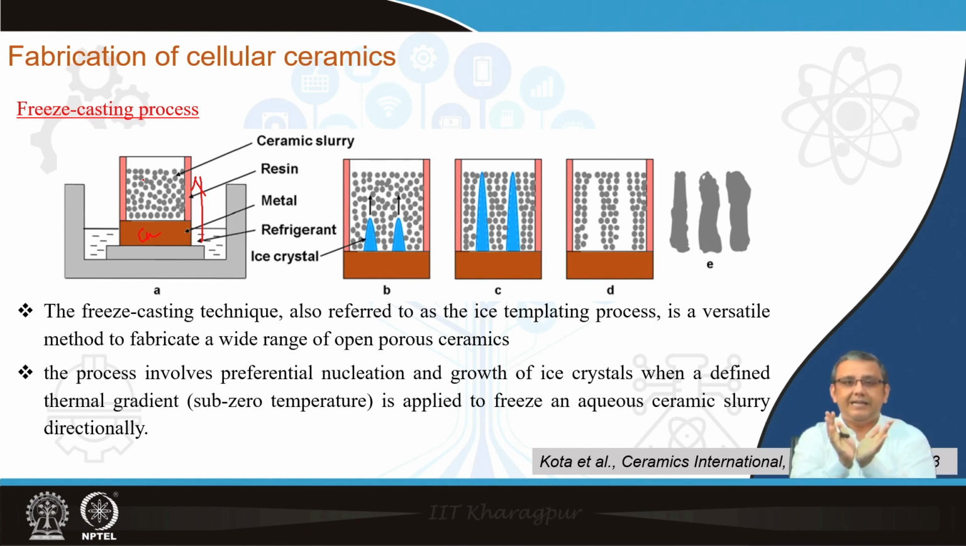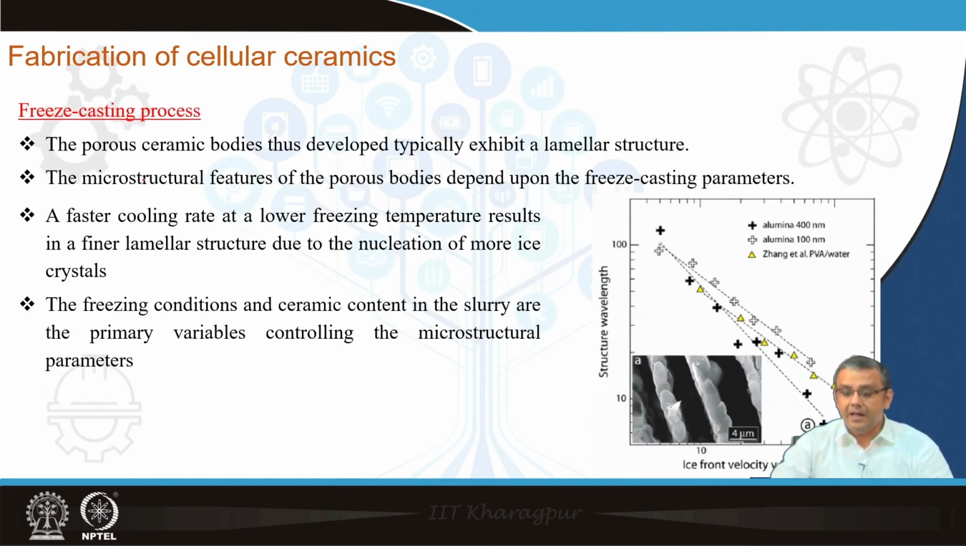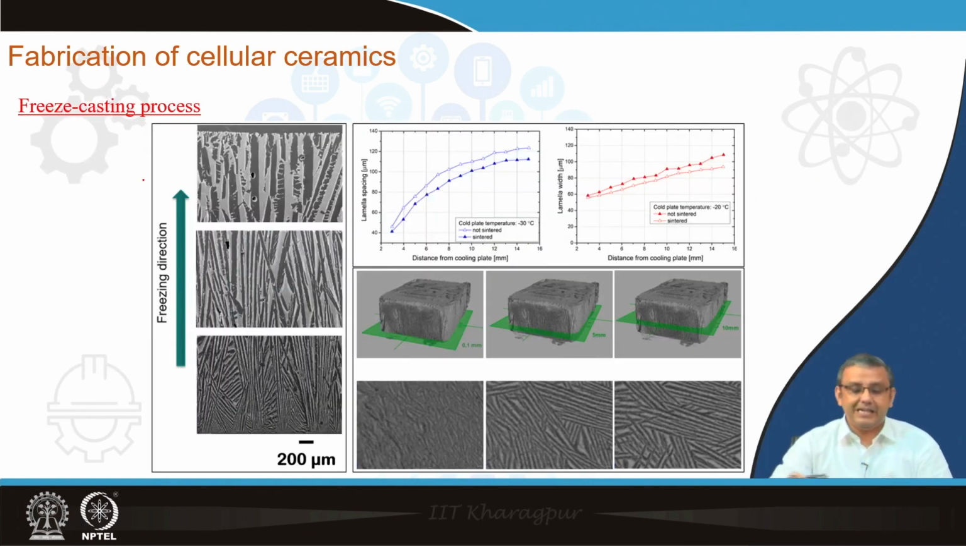But as we move upward the nucleation rate reduces and the ice crystals basically grow, and as a result the structure becomes more and more open. That means, towards the bottom we have a very fine, very fine porous structure, and as we move upward it becomes a kind of coarse pored structure. So, typical images are being shown over here.